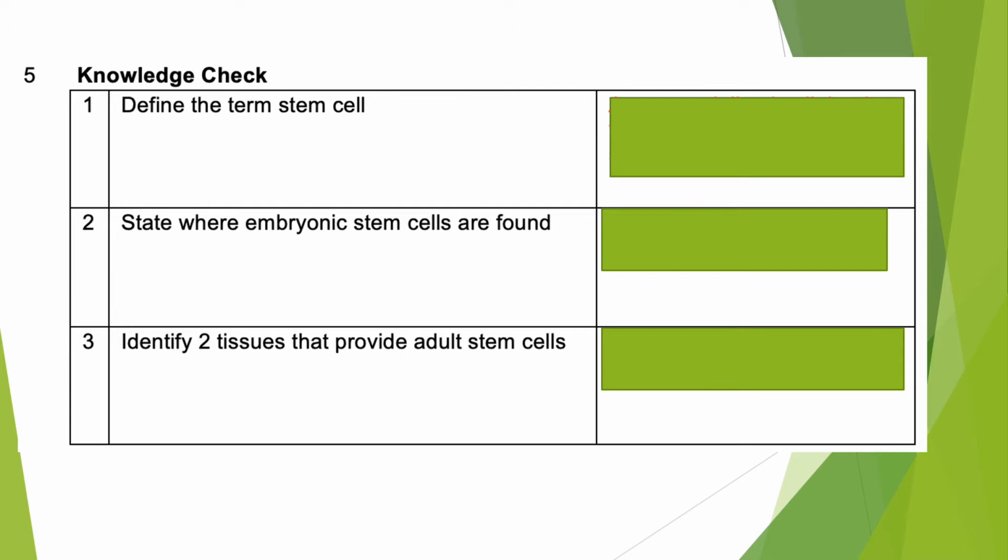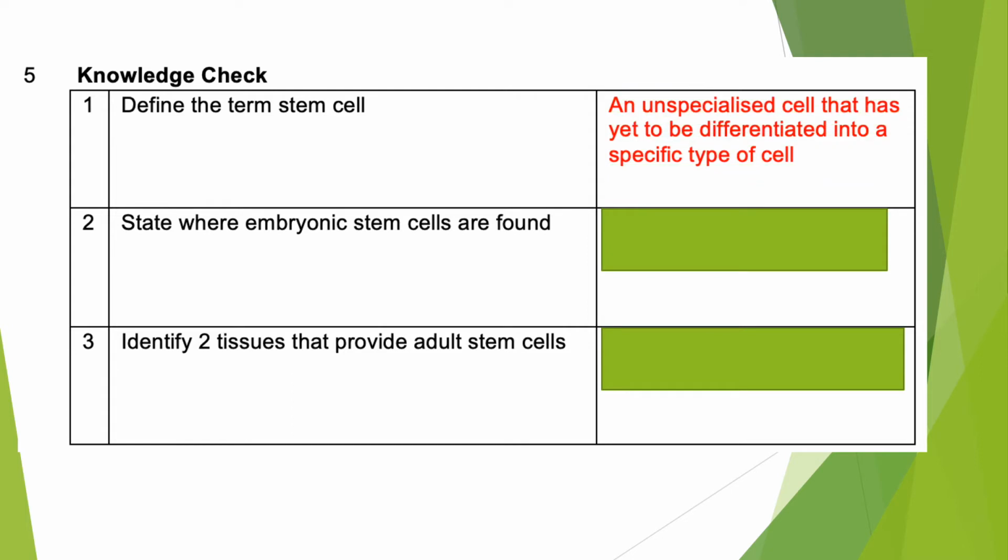Perfect. So let's start off with number 1. Define the term stem cell. So this is from the previous lesson. A stem cell is an unspecialized cell that has yet to be differentiated into a specific type of cell. So it's kind of like a blank slate. Okay. Number 2. State where embryonic stem cells are found.